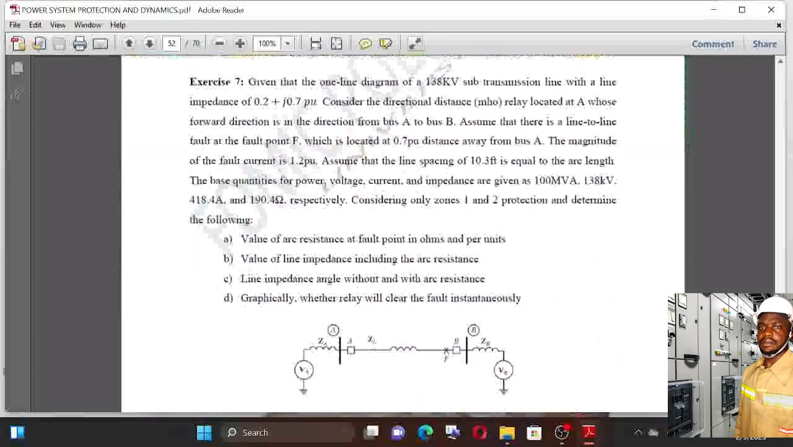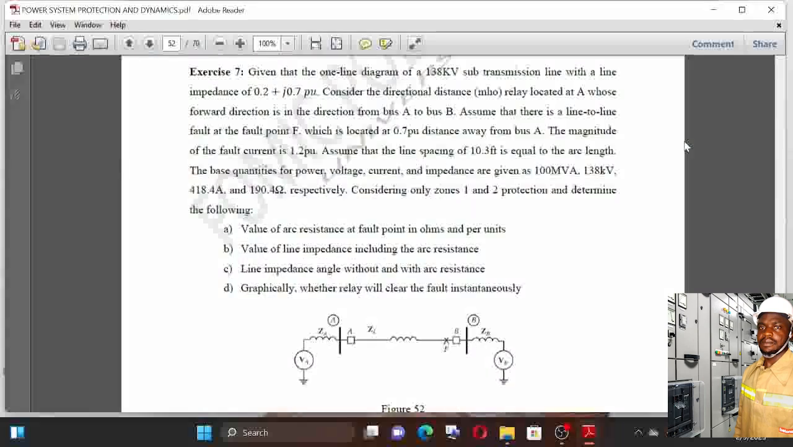Okay, this one is a little bit different. Look at this exercise. Given this one-line diagram of the network of a 138 kilovolt sub-transmission line with a line impedance of 0.27 plus j0.7 per unit, consider the directional distance relay located at A.